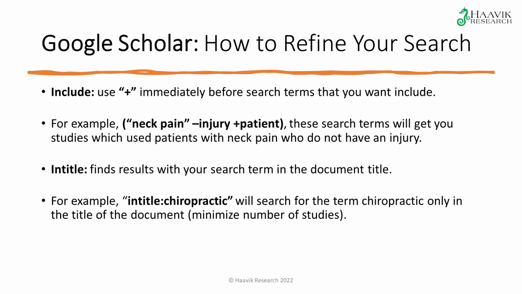Because imagine how many articles are out there on neck pain. Even if you exclude injury and you include patient, there's still a lot of articles. So you can narrow it down by putting a keyword for the title. You might want to put spinal manipulation in the title. That's another possibility. But in title, colon, and whatever follows is a way of narrowing it down to these terms or this word is in the title of the article.